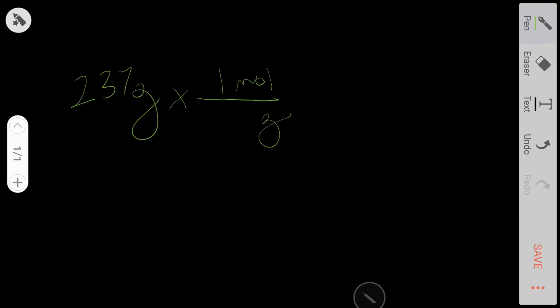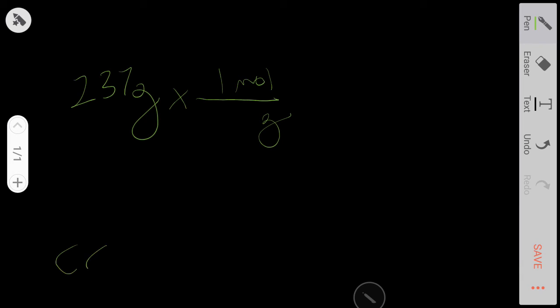All right, so right now we're on number 8. How many molecules are in 237 grams of carbon chloride? Yeah, carbon chloride. 237 grams. I want to convert this to molecules, so first I have to go to moles. In 1 mole, I have how many grams?